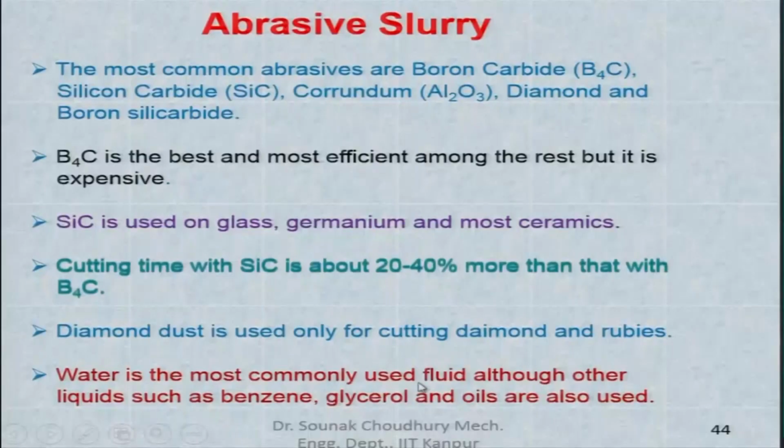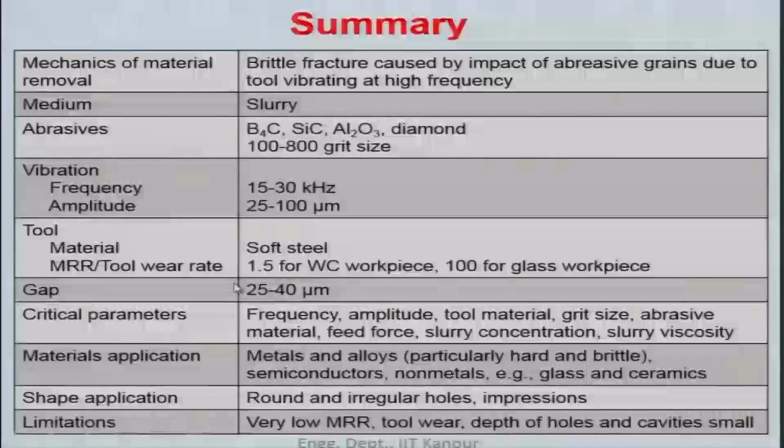Water is the most commonly used fluid, although other liquids such as benzene, glycerol and oils are also used. What we mean is that we mix the water, benzene, glycerol or oil with these powders, either boron carbide powder, silicon carbide powder or diamond powder. Now, this is the summary, which you can see. I am not going through this, I have already told this. So this is listed, tabulated.